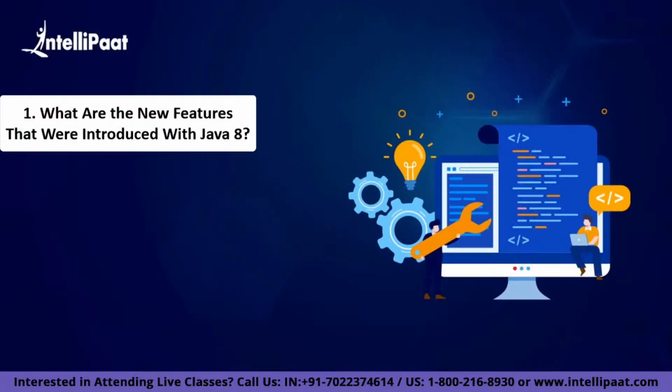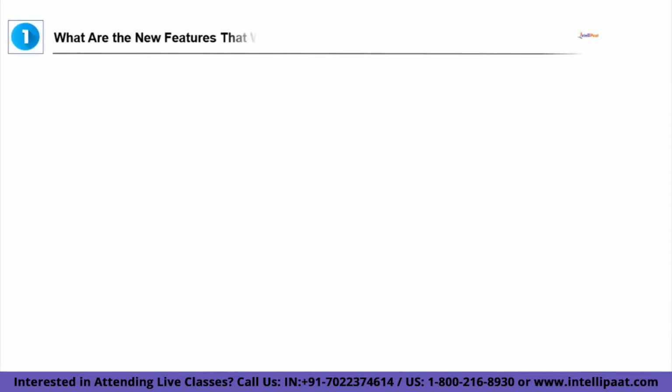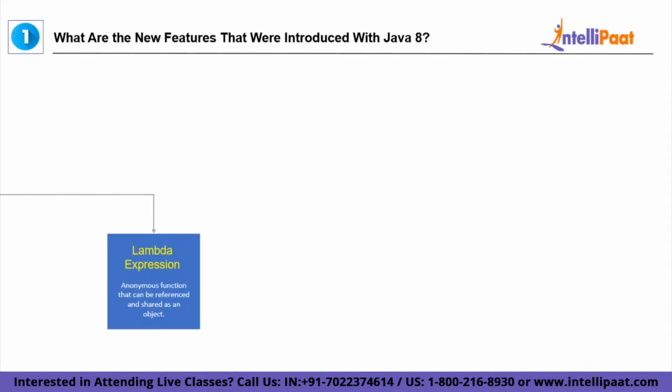The first basic question we have here is, what are the new features that were introduced with Java version 8? Now there are many features that came in with Java 8. Let's look at some of the important ones at a glance. The first one is Lambda expression. Java Lambda expressions were Java's initial step towards functional programming.